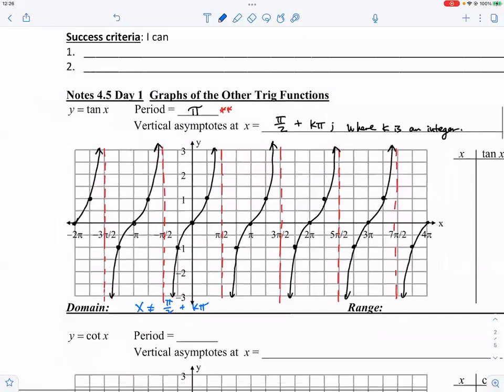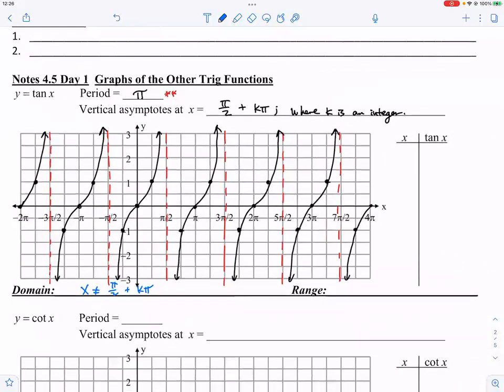Can you write down the range? I think you can write down the range. What's the range? Interval notation would be -infinity to infinity. Okay. So it's a little bit tedious. And that's why I'm not a fan of these tangent, cotangent, secant, cosecant graphs. Not a fan of these graphs at all.